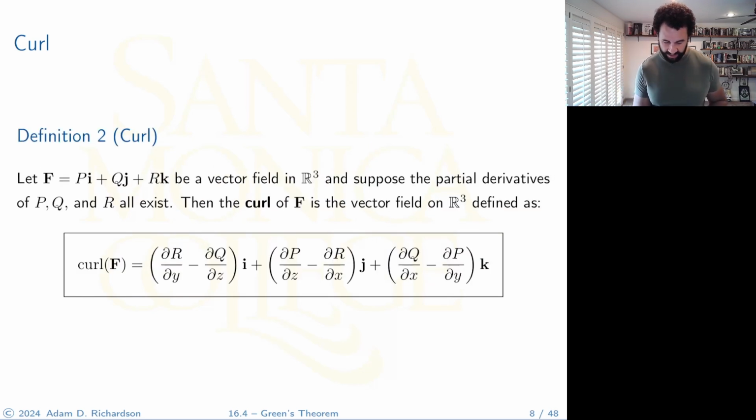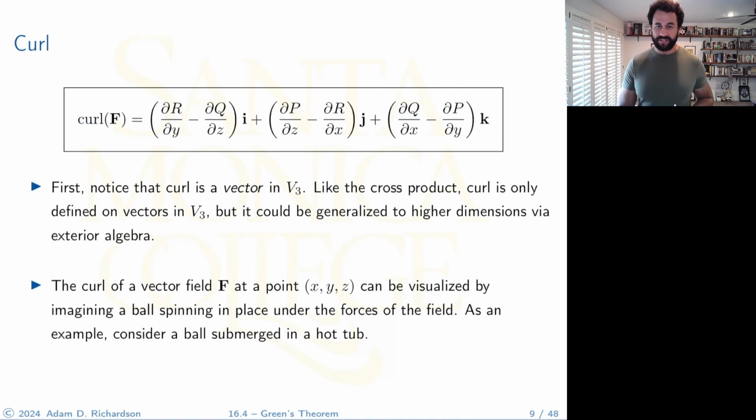Let F = ⟨P, Q, R⟩ be a vector field on R3, and suppose that the partial derivatives of P, Q, and R all exist. Then we define the curl of F to be a vector field itself, defined by this equation. So this is the curl of F. The first thing I want you to notice is that the curl of a vector field is a vector itself. It's a vector in V3.